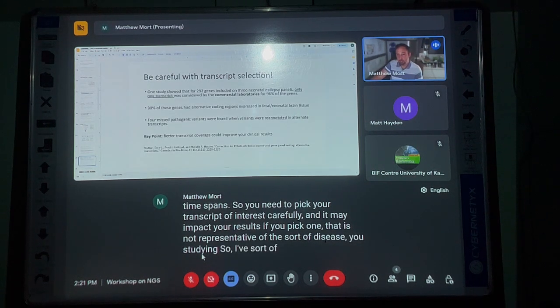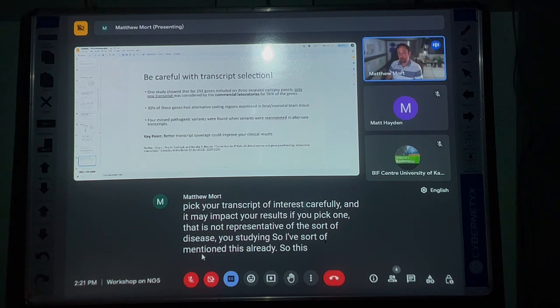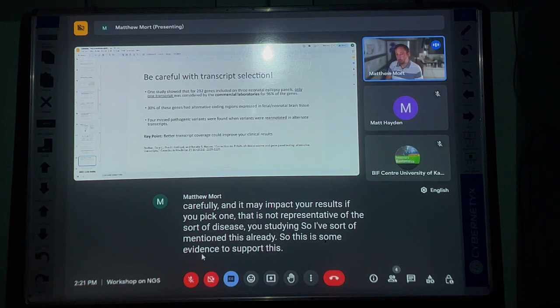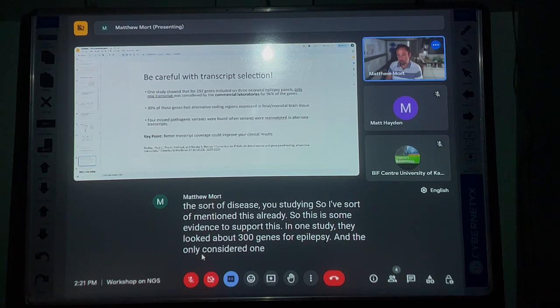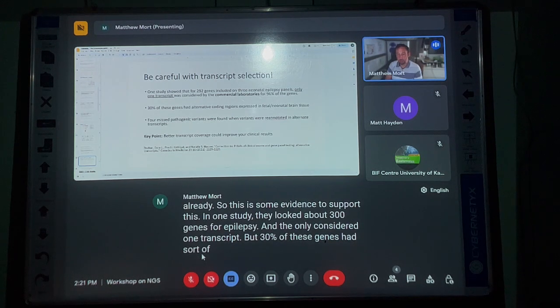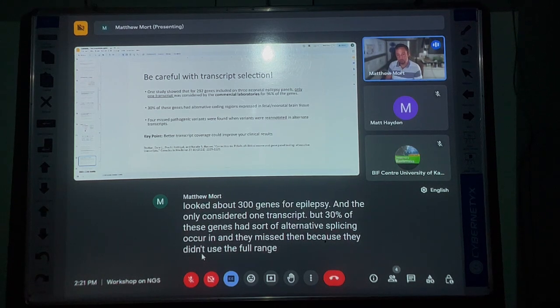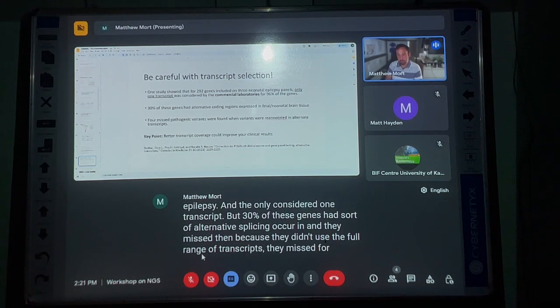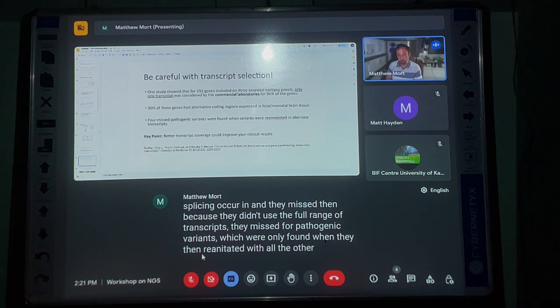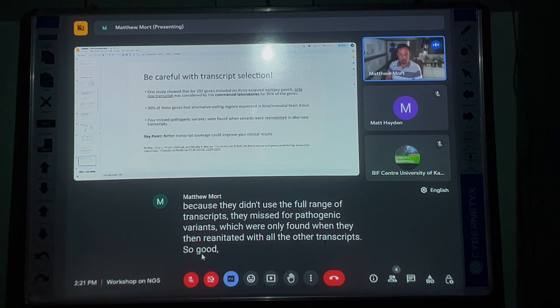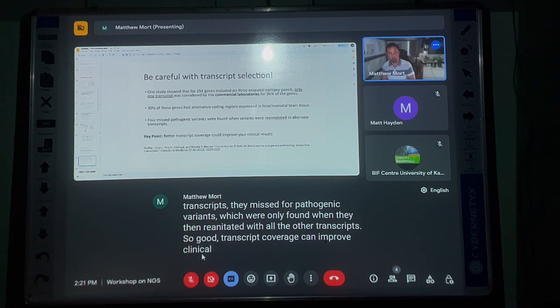I've mentioned this already, but here is some evidence to support it. In one study they looked at about 300 genes for epilepsy, and they only considered one transcript. But 30% of these genes had alternative splicing occurring, and they missed them because they didn't use the full range of transcripts. They missed 4 pathogenic variants, which were only found when they reannotated with all the other transcripts. So good transcript coverage can improve clinical results.